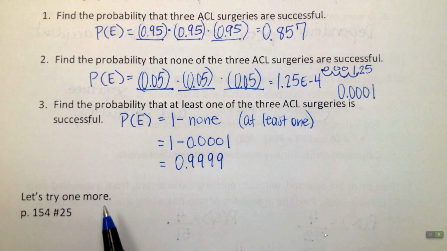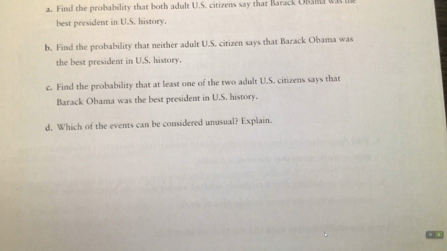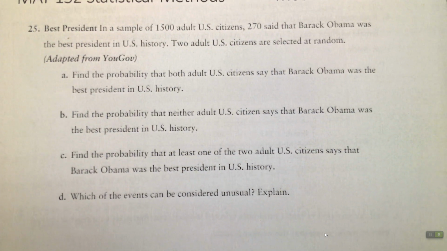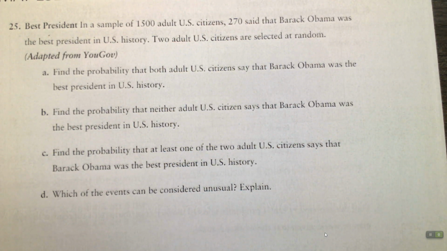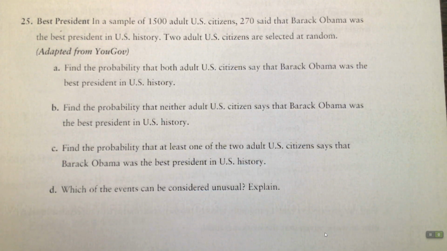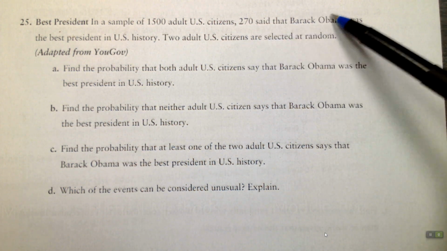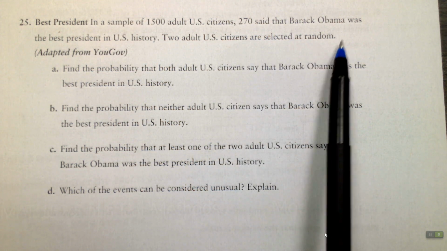Let's do one more of those, just make sure you're good. This is out of your book as well. Number 25 in section 3.2. So in a sample of 1,500 adults, U.S. citizens, 270 said that Barack Obama was the best president in U.S. history. 2 adults, U.S. citizens, are selected at random.